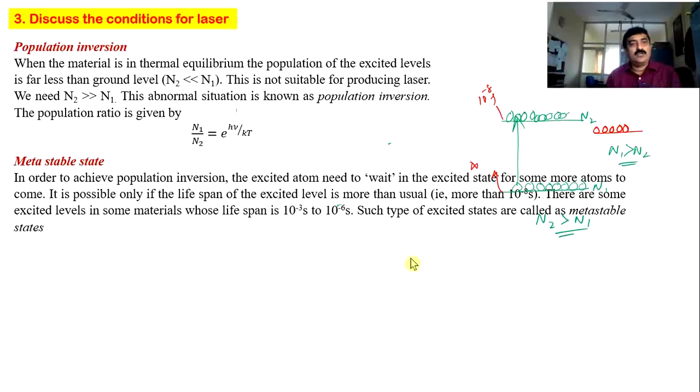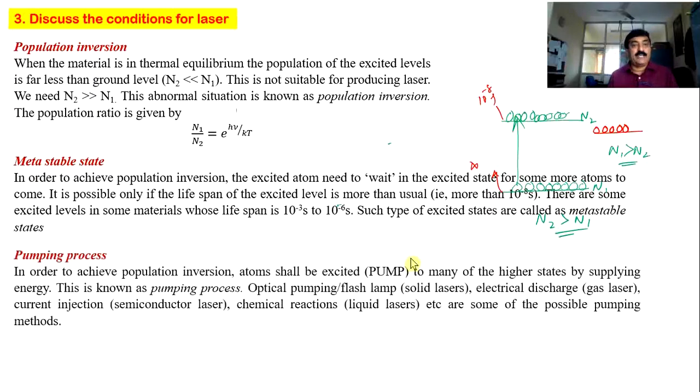Normally atoms are all in the ground state only. We have to send them to the higher state. How do you send them? Only by means of the pumping process. This is the next condition for lasing action. So how do you achieve population inversion?